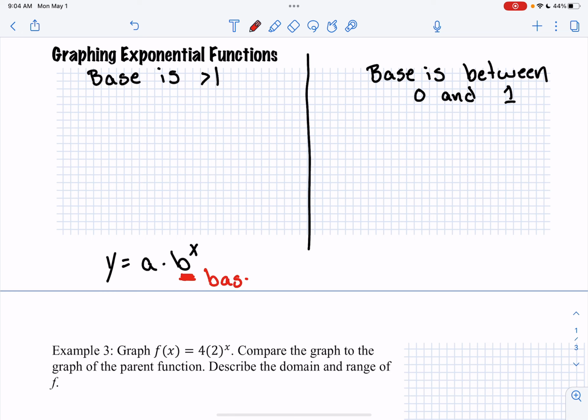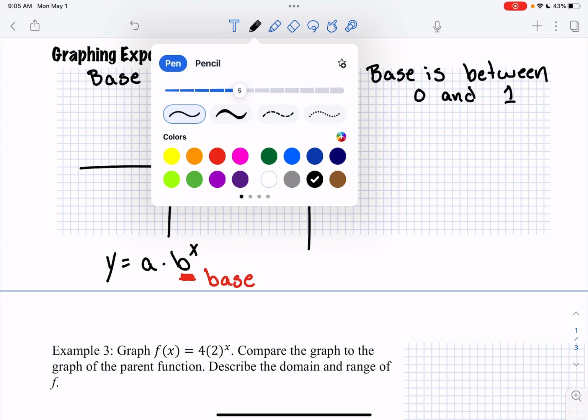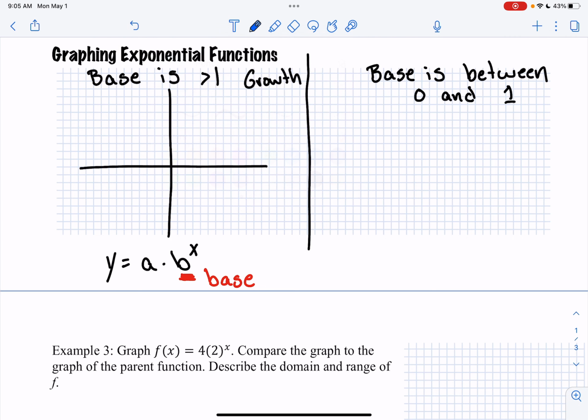That is the base. So when that base is greater than 1, for example, 2, 3, 4, 3.5, anything greater than 1, that's going to give us an exponential growth function. That is what we call a growth, meaning it goes up from left to right. The standard look of this function is it's going to hover really close to the axis right here, and then it's going to spike up and get really big really fast.